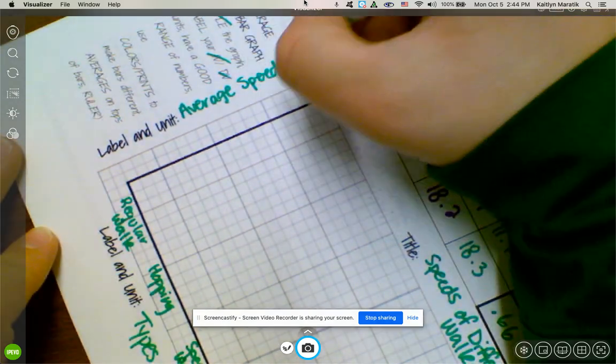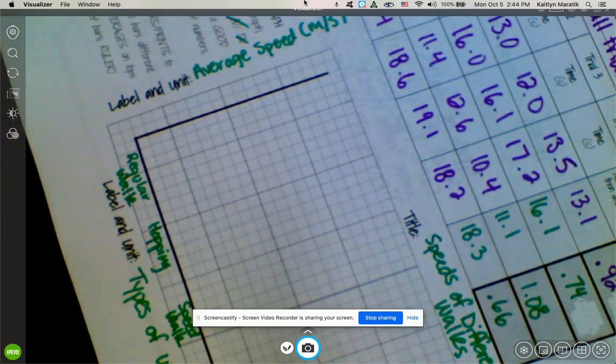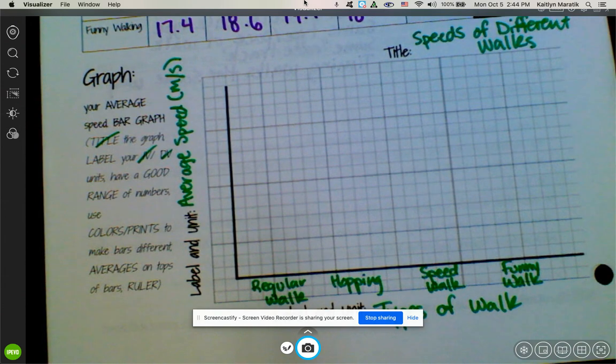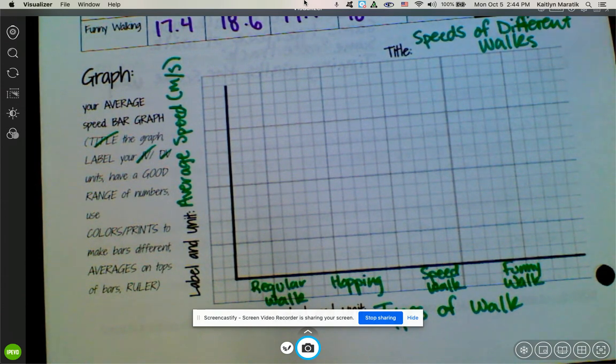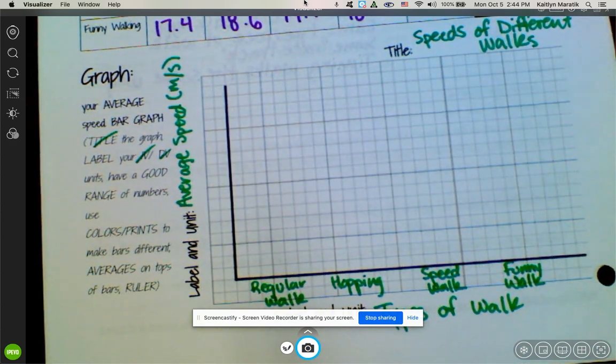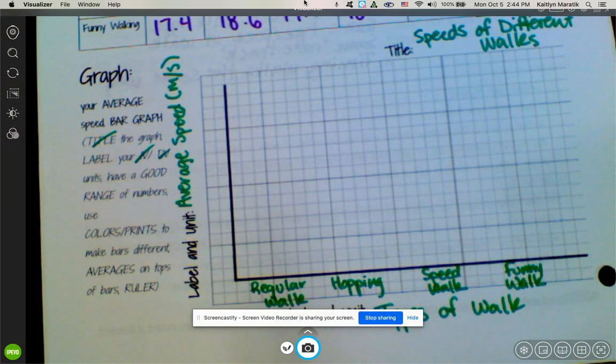Make sure you have the unit. It's in meters per second. You need to have all of these parts to get all of the credit. So if you're like, she said it looked really nice, but I lost some credit, it's because I put in the comment, hey, you're missing these things. Please add them. Make sure you've got all the bits and pieces.